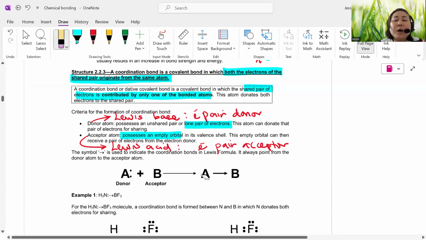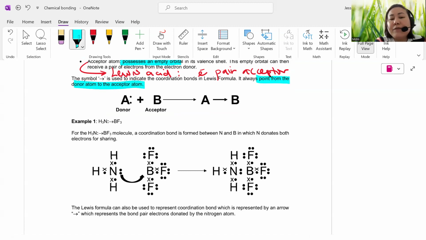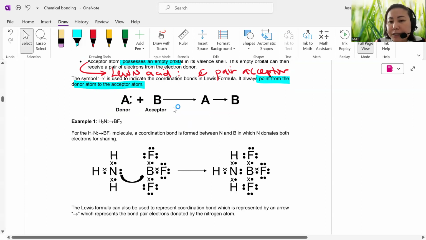Now, in terms of properties, there is no difference between a coordination bond and a normal covalent bond. The bond strength, bond length, and behavior will be the same. Sometimes in the Lewis structure, we will use an arrow to indicate that it's a coordination bond, but it's not necessary. If you prefer to indicate the coordination bond, then take note that the arrow will point from the donor to the acceptor atom. So if A is the donor and B is the acceptor, we will draw our arrow pointing from A to B.